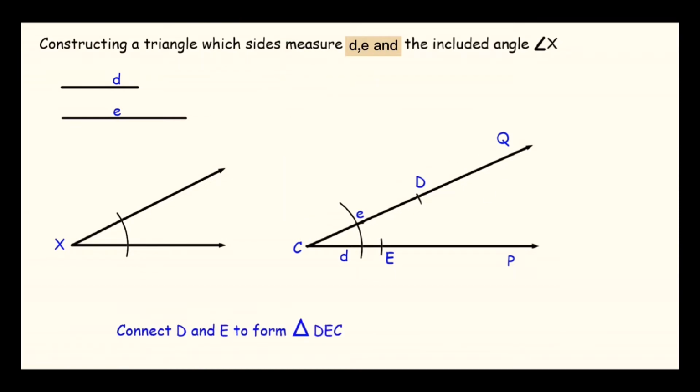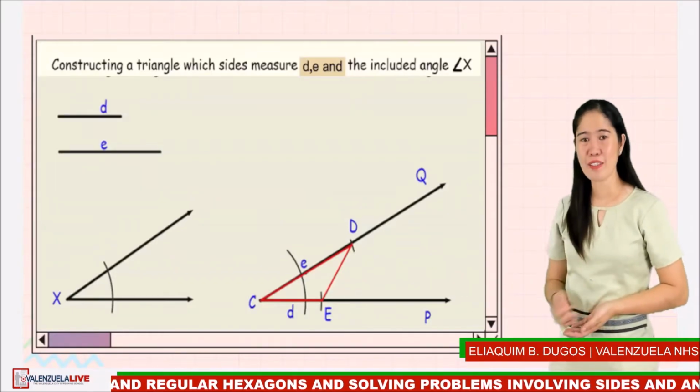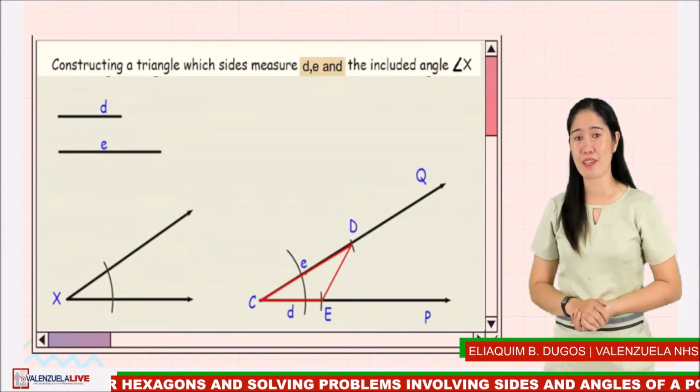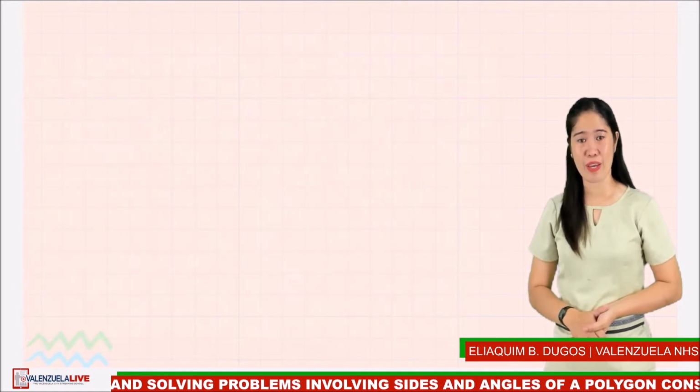Mark the point D. Connect D and E to form triangle DEC. You have now your triangle DEC with a side DE and the included angle. Here's our triangle, which has two sides given as well as the included angle. We'll now proceed to construct a square.